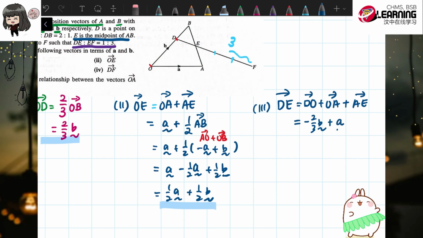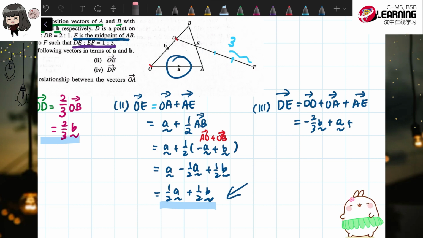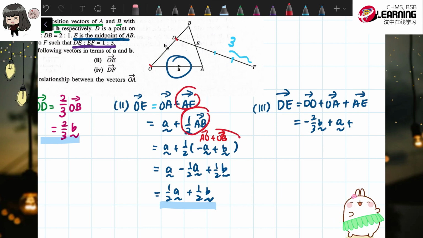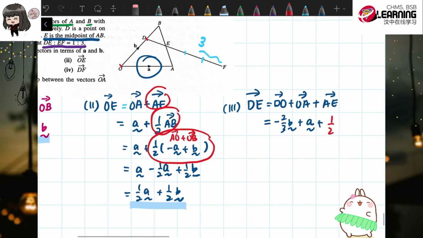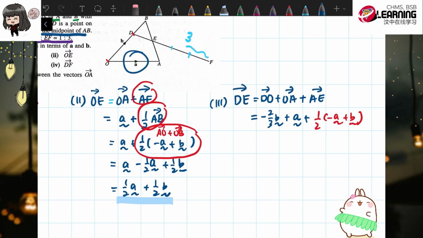OA we have, which is A. It's here, and AE is here. You see this? AE is half of AB, which is half of this. So add on that half of negative A plus B. AE is half of the negative A plus B, and then I simplify.